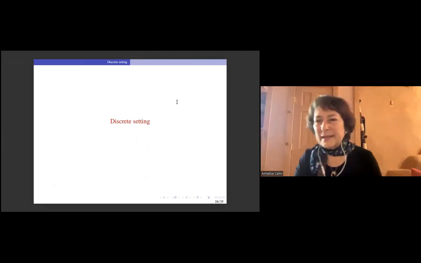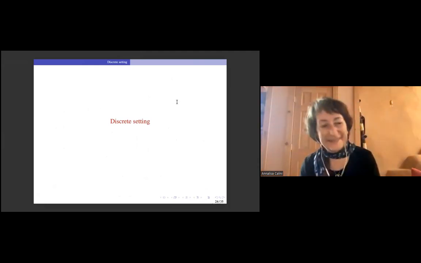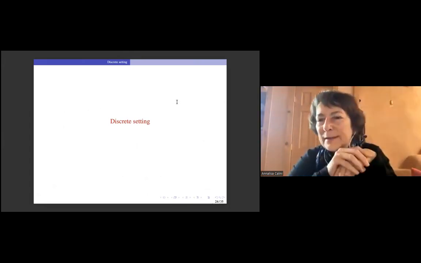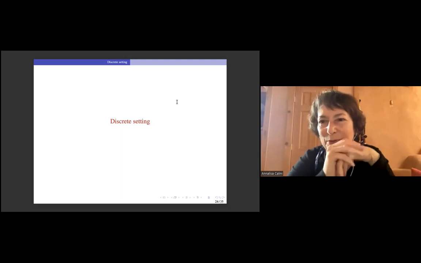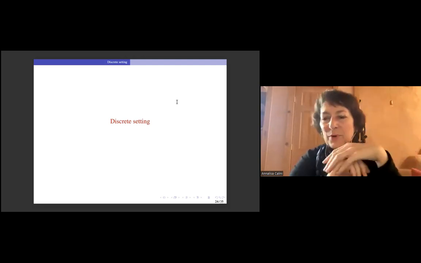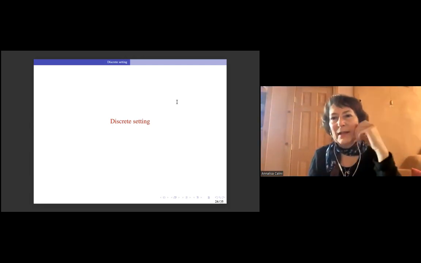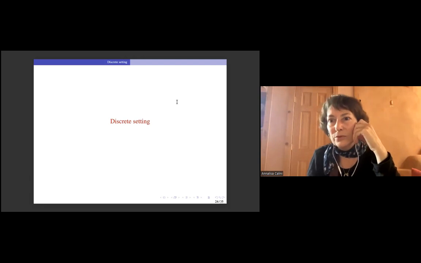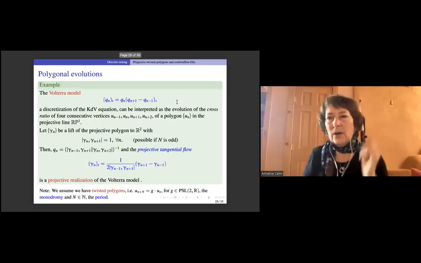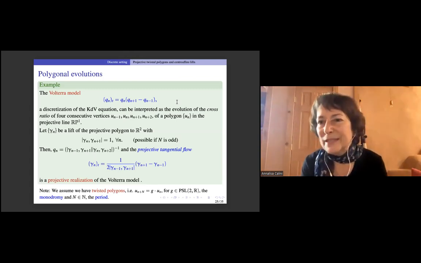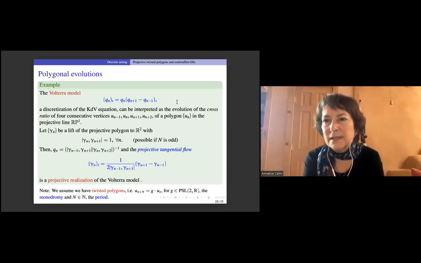All right, discrete setting. This is a work I took up with Gloria, who got interested in discretizations of the KdV equation and the related Poisson structures. And this is the example where the geometric picture actually leads to some nice results. Let me give you an example of what I mean by this discretization. It's not a full discretization, it's a discretization in space, but the time is still continuous.